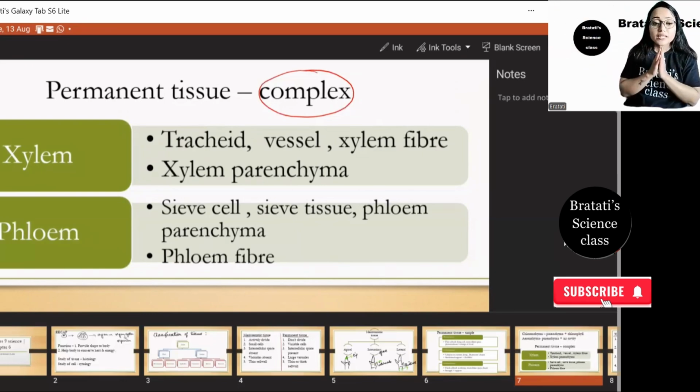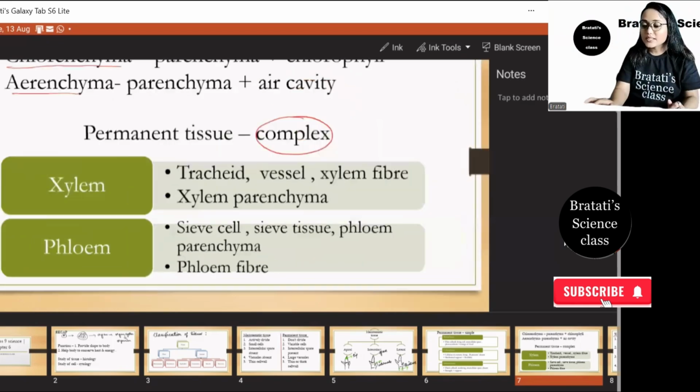And phloem is actually living tissue because except phloem fiber, all the other parts like sieve cells, sieve tubes and companion cells are all living. That's why it is called living tissue, which helps in the transport of food. The food prepared in the leaves of the plant, which is called the food factory, is transported to the other organs. It is bidirectional. It can go downwards as well as upwards.